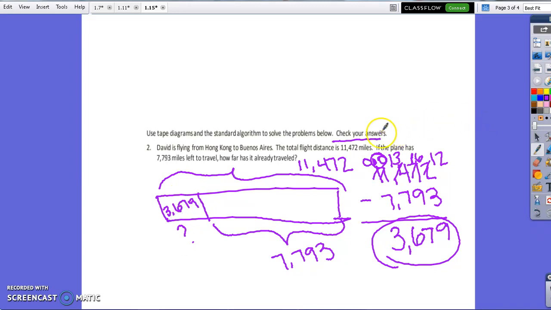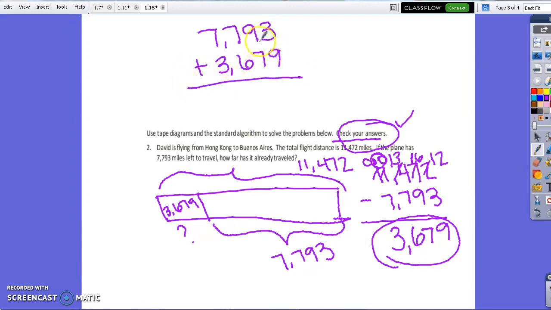Now, I should be able to check my answer and solve it by adding these two, and it should get to 11,472. So I'm going to try that. So 7,793 plus 3,679. 3 plus 9 is 12. 9 plus 1 is 10, plus 7 is 17. 7 plus 1 is 8, plus 6 is 14. 7 plus 3 is 10, plus 1 is 11. 11,472. That was my original total, so I know that it checks out.